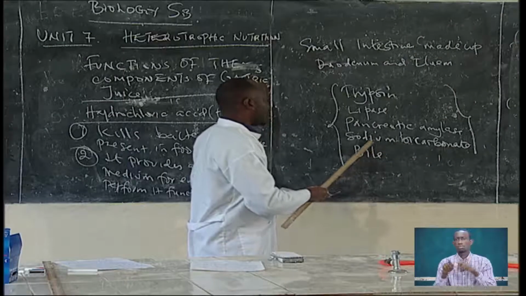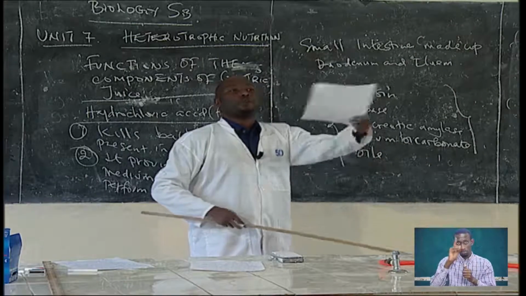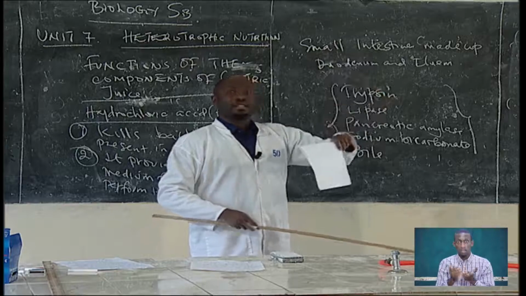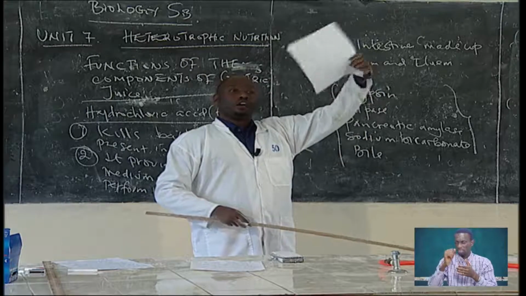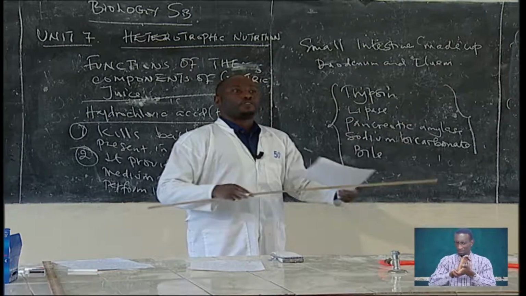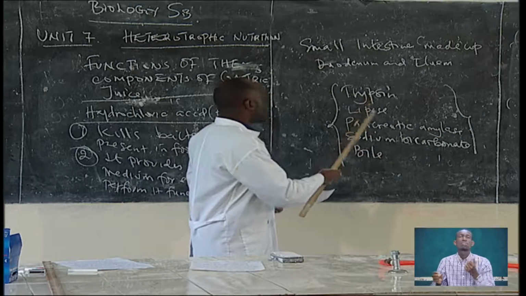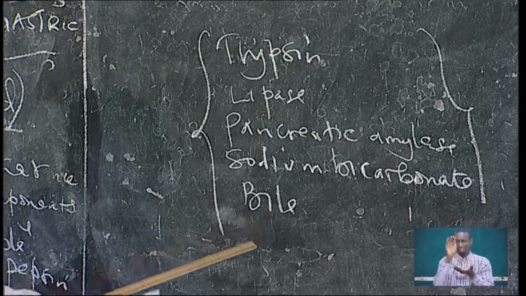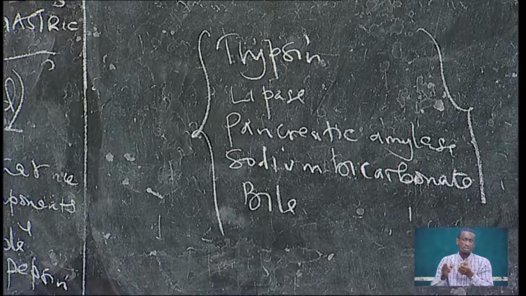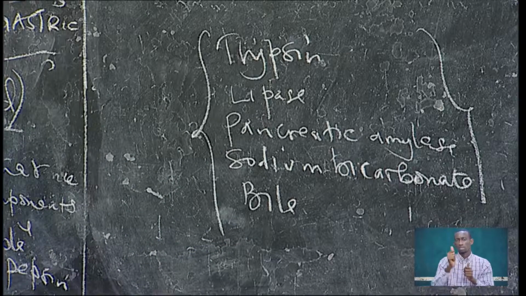Sodium bicarbonate provides a suitable environment, neutralizing the acid that has come from the stomach and providing an alkaline medium for the enzymes trypsin and lipase to perform their function. So it means that in the duodenum and in the ileum, the environment is alkaline.